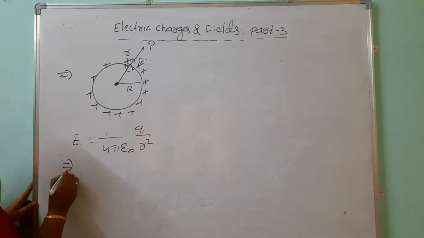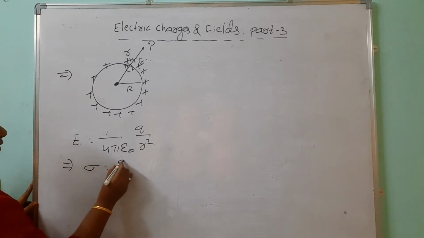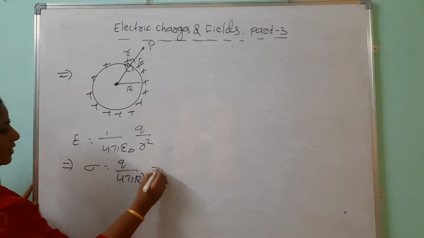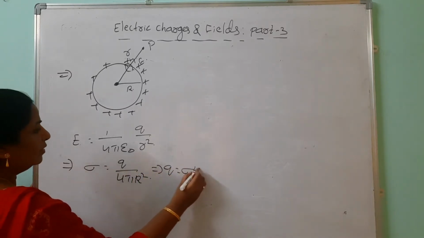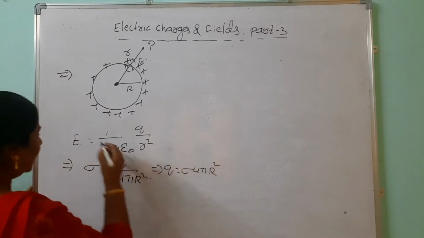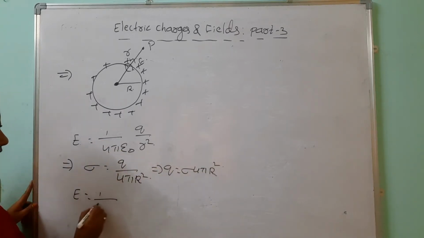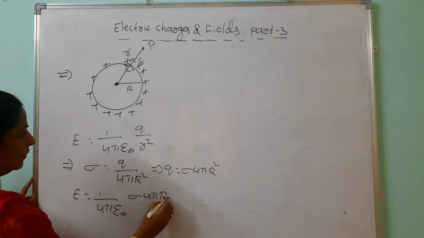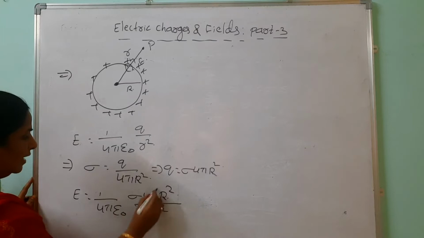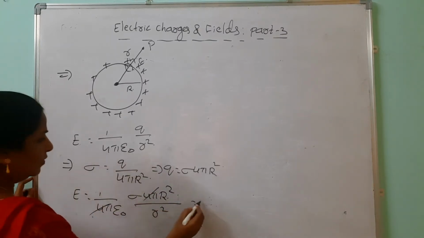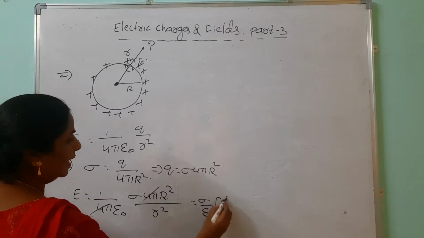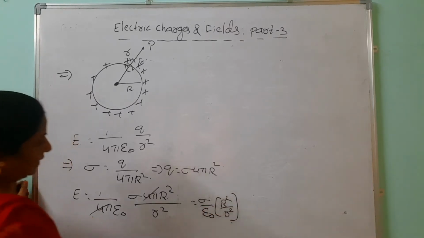So in this case, sigma equals q by 4 pi r square. From this, q equals sigma into 4 pi r square. When we are taking E equals 1 by 4 pi epsilon naught, instead of q, sigma 4 pi r square by small r square. Here 4 pi cancels, so we should express sigma by epsilon naught into r square by small r square. It depends on the situation.